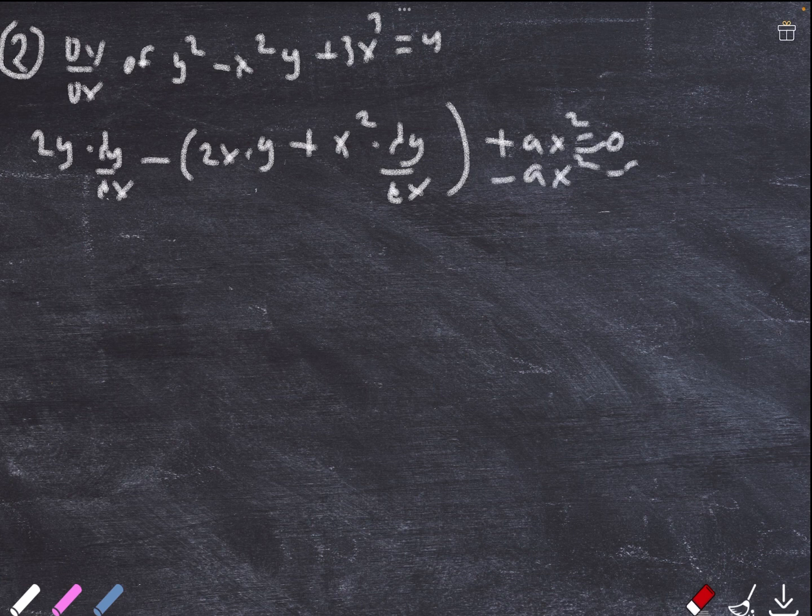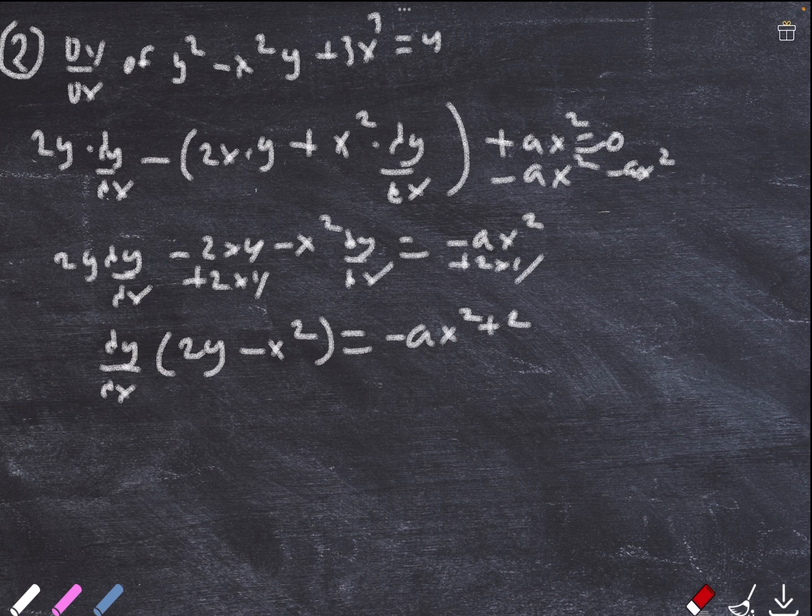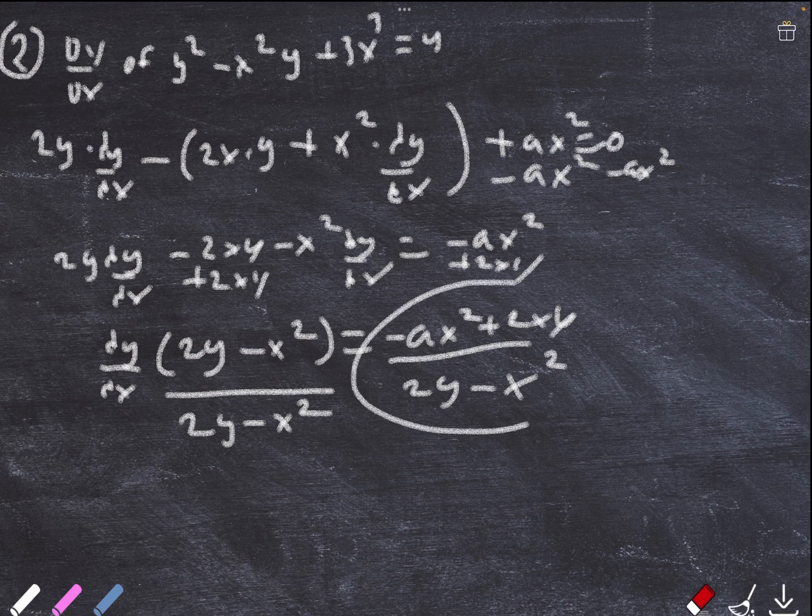Move the 9x squared to the other side. So now it's going to be 2y dy/dx minus 2xy minus x squared dy/dx is equal to this. So now we're going to move the 2xy to the other side, and then we're going to get the derivative of the left side. So it's going to be easy work, right? Now we're going to divide by 2y minus x squared, and this is our answer.